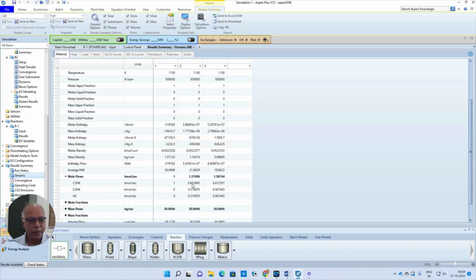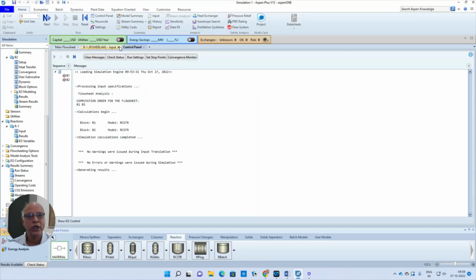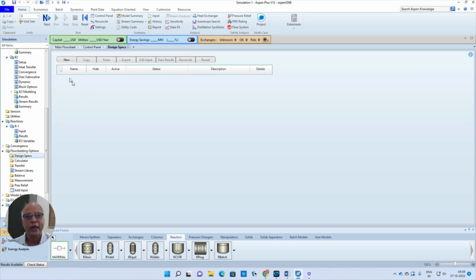Conversion is FA0 minus FA divided by FA0, so this value will be indicating the conversion. And similarly, at the end of the second reactor, we were able to get a conversion of 58%. But according to the problem, we are supposed to obtain a conversion of 90%. So we know how to handle this, especially using rating models. We'll be able to make use of a design spec to get the required conversion of 90%.